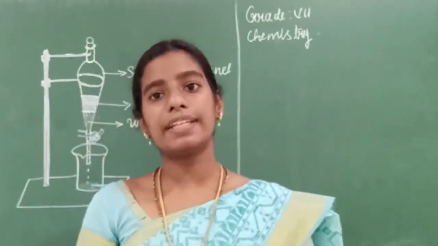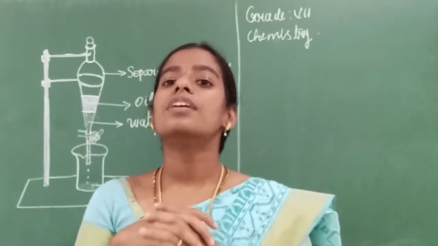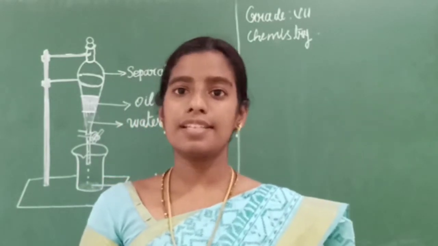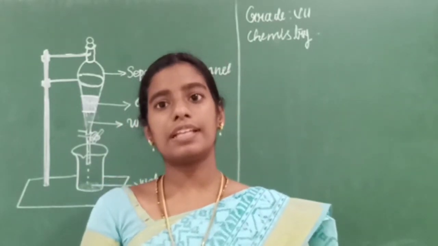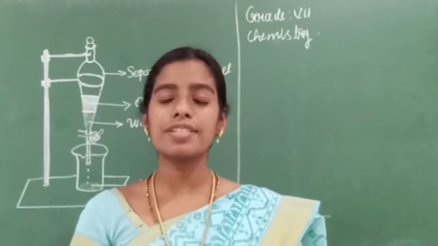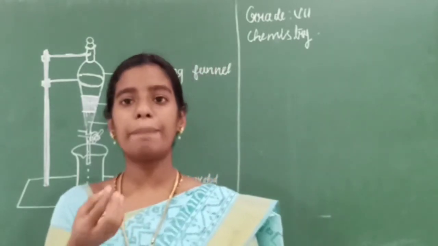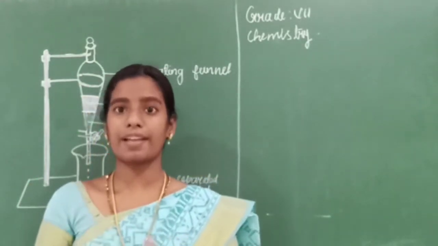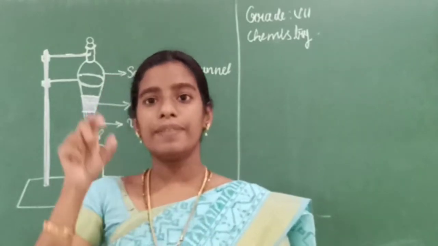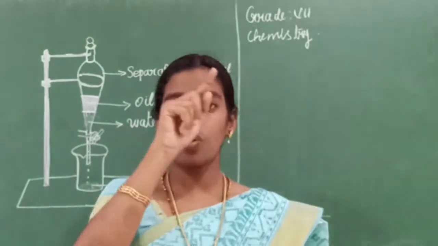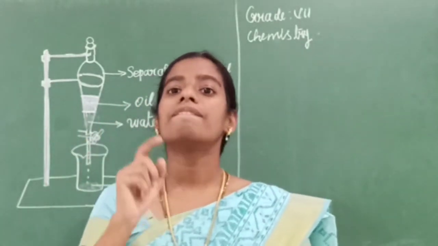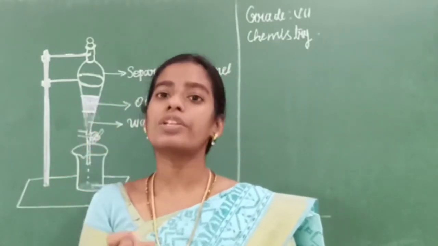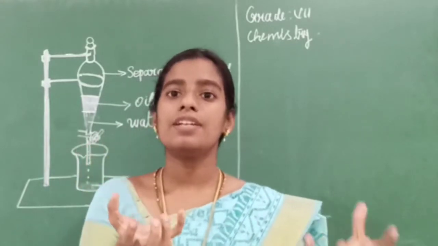Then in separating solid-liquid mixture, two methods we have learned. What are they? Evaporation and distillation. In evaporation and distillation, what is the main difference? In evaporation, when we apply heat, the liquid will evaporate to the environment and we cannot get back that liquid. In distillation, we will use a condenser and allow the vapors to pass through the condenser. When the vapors pass through the condenser, they get their original form again, that is, we can collect that liquid in a conical flask.